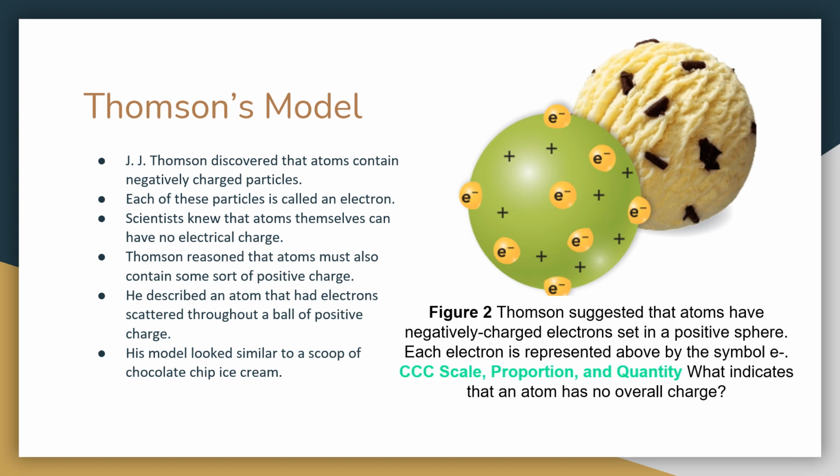Figure 2, Thomson suggested that atoms have negatively charged electrons set in a positive sphere. Each electron is represented above by the symbol E-. What indicates that an atom has no overall charge? And the answer is that the number of positive charges equals the number of negative charges.